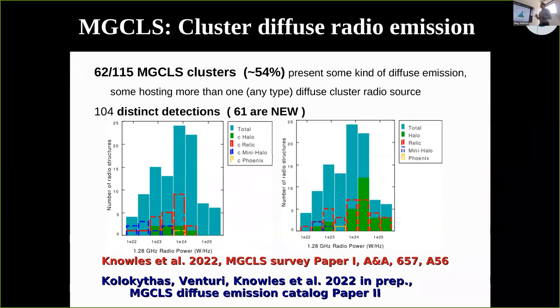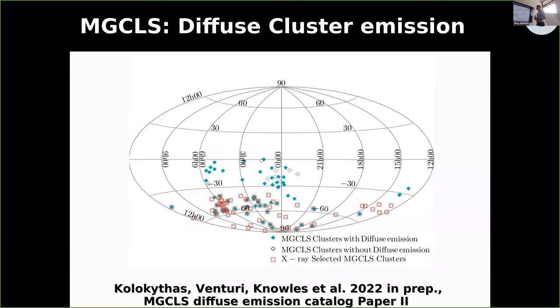Here we see the actual location of these 115 clusters in the sky, the sky position. In cyan rhombus, you're able to see the clusters that hold diffuse emission. Open rhombus, the clusters that are without diffuse emission. And in red square, you can actually see the ones that are X-ray selected.